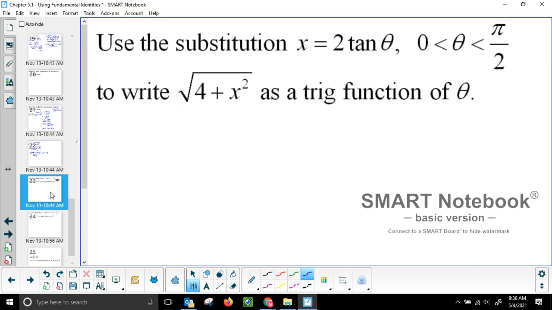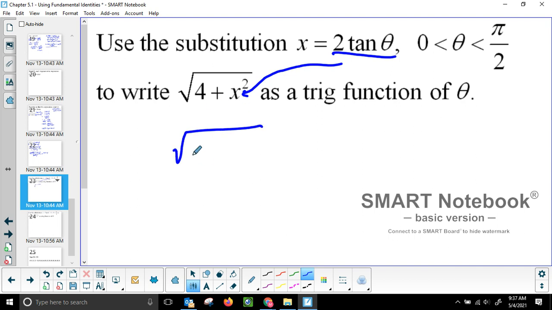All right. Use the substitution x is equal to 2 times the tangent of theta, for theta being in the first quadrant, to write the square root of 4 plus x squared as a trig function of theta. Okay, so a lot easier than what it sounds, all right? We literally just, again, when two things are equal in math, they're interchangeable. So I'm going to go ahead and plug this in here, all right?